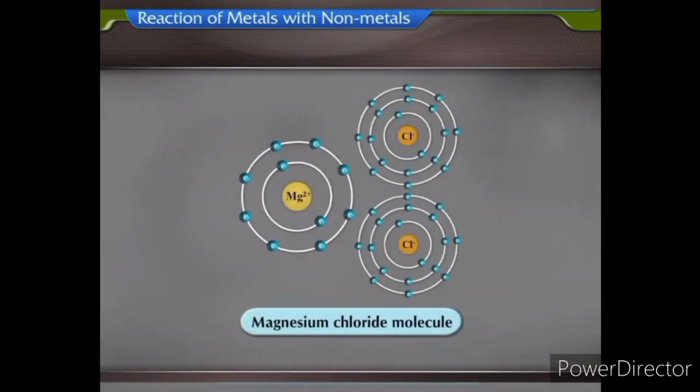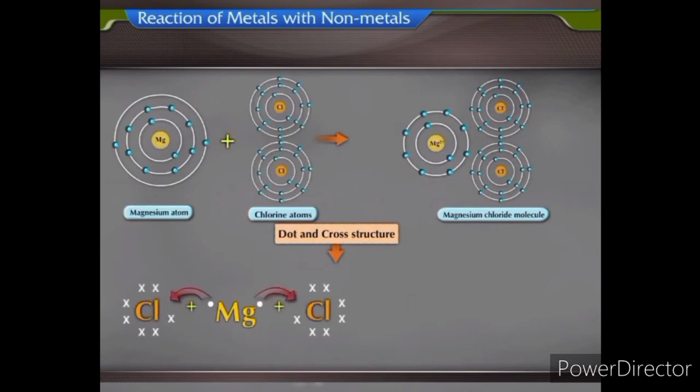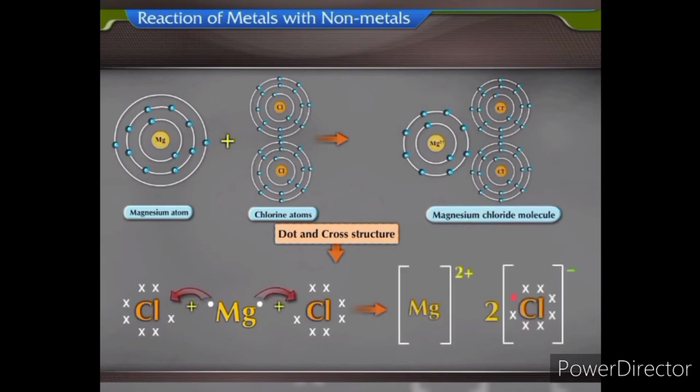Similarly, in the case of magnesium chloride, the 2 valence electrons are represented by 2 dots. These 2 electrons are accepted by 2 chlorine atoms, and this results in the formation of magnesium chloride.